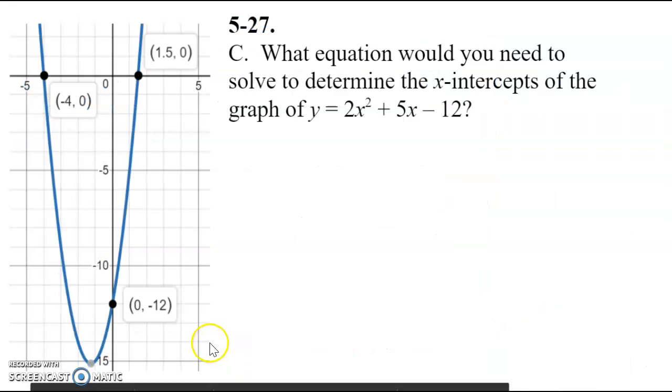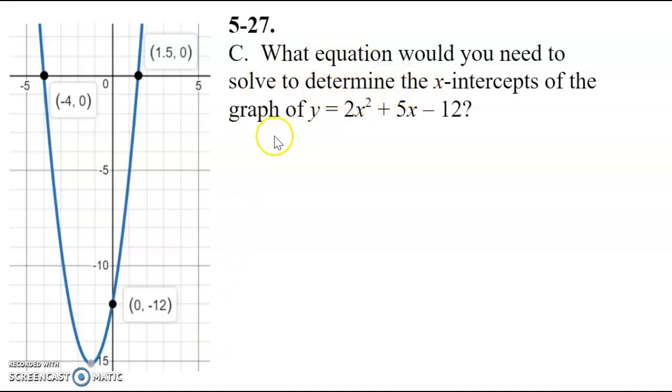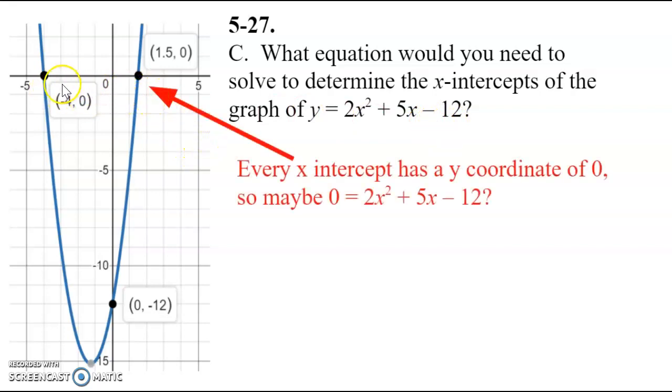Now we're going to talk about the x-intercept. What equation would you need to solve to determine the x-intercept of the graph y equals 2x squared plus 5x minus 12? Well, what do we know about x-intercepts? We know that every x-intercept has the y-coordinate of 0. The y value is always going to be 0 if it's going to be an x-intercept. So we can set y to be 0. So this equation becomes 0 equals 2x squared plus 5x minus 12.